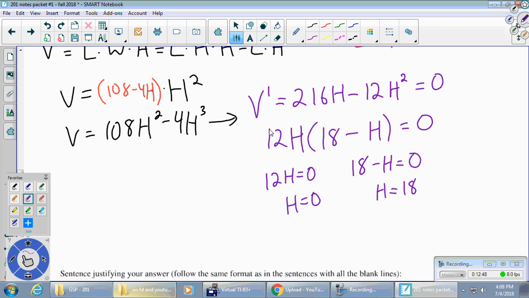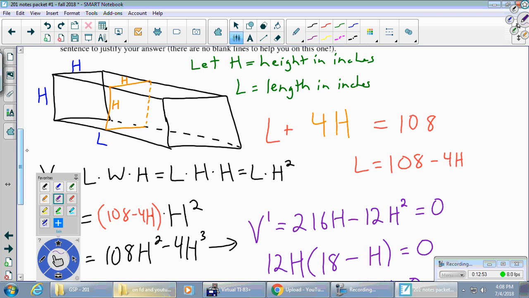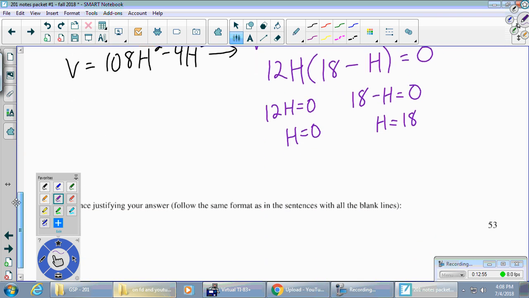But the question is, is H equals 0 okay? Well, remember H is the height of this box. And if you have no height, you have no box. So we're going to reject that one. So the only critical point in play for us is H equals 18.